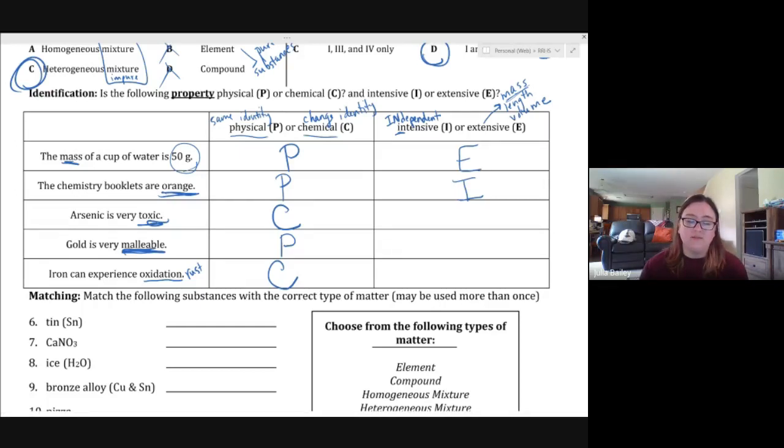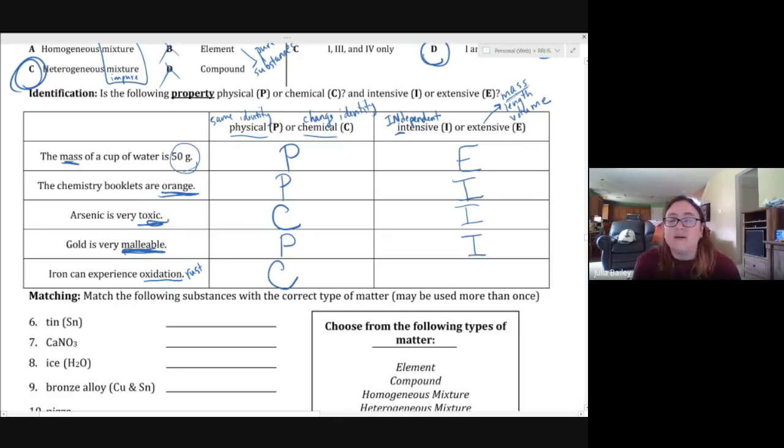So if it's independent of how much stuff you have, that tells you this property is intensive. Gold is very malleable. Again, it doesn't matter if you have one piece of gold jewelry or a big old gold bar, the gold is still going to be malleable. If it's independent of how much gold you have, that tells you it's an intensive property.